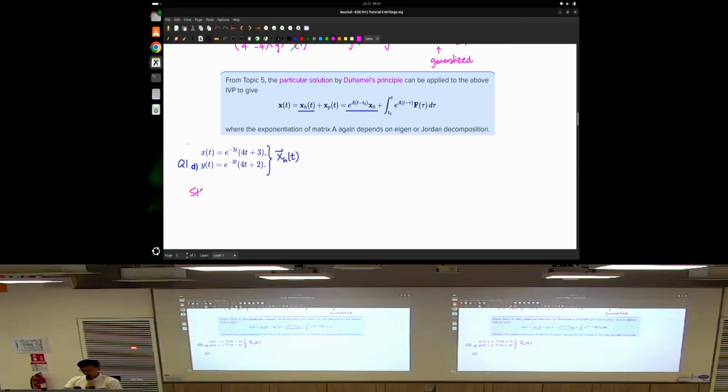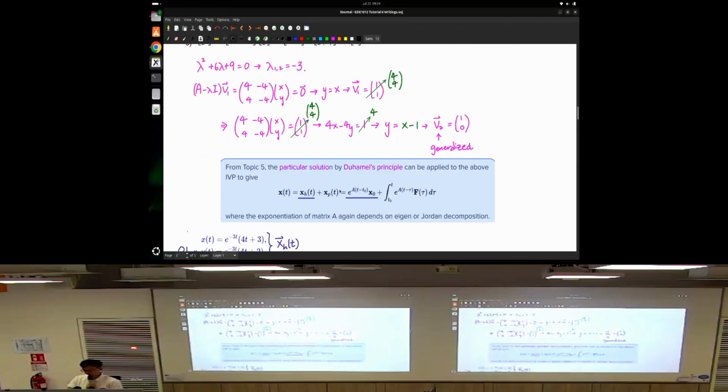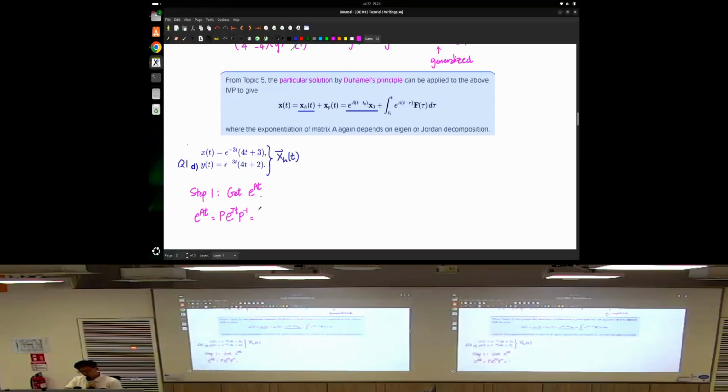So then we have our step 1. So get e to the at. This one still must compute, because you need to compute this second term, the particular integral. So e to the at in this case must be e to the Jt. So this is P times e to the Jt times P inverse. But because we already worked out the eigenvectors, or generalized eigenvectors, we have 4, 4, and 1, 0. So here will be 4, 4, 1, 0.